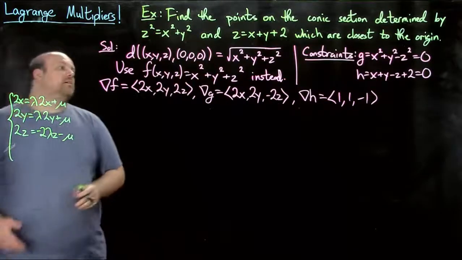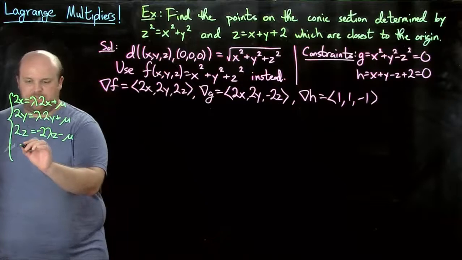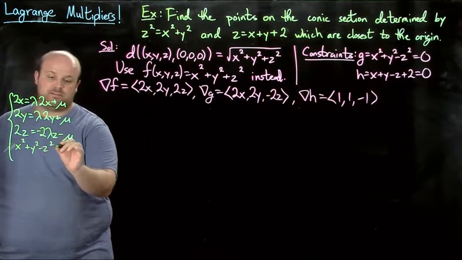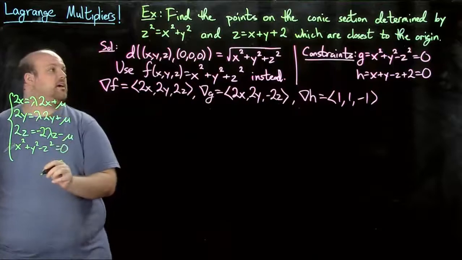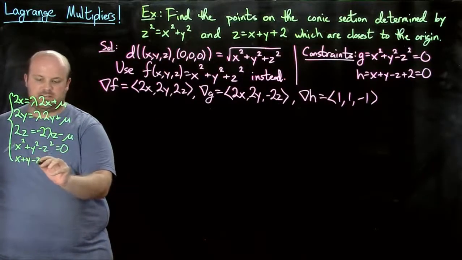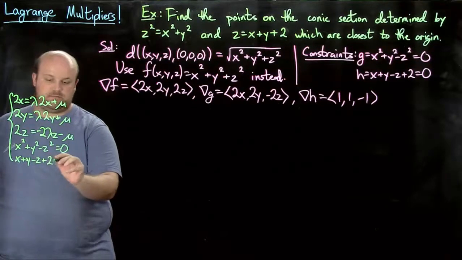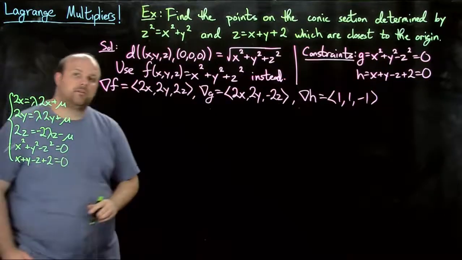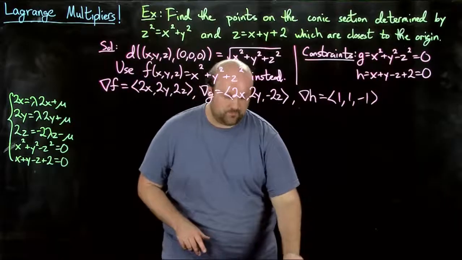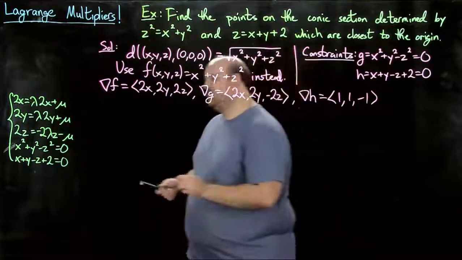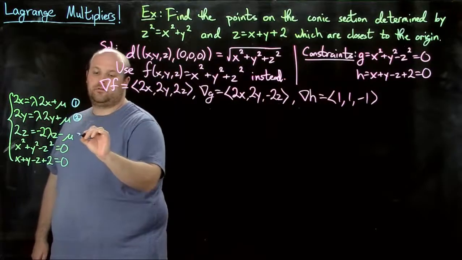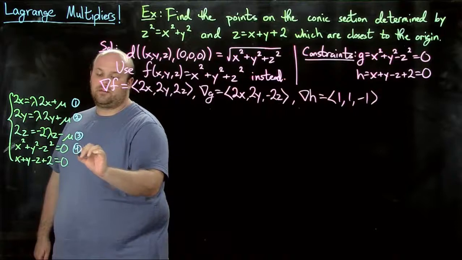All right. So now we also have x squared plus y squared minus z squared is 0, and x plus y minus z plus 2 is 0. So now we have this system of 5 equations. Let's number these again: 1, 2, 3, 4, and 5.